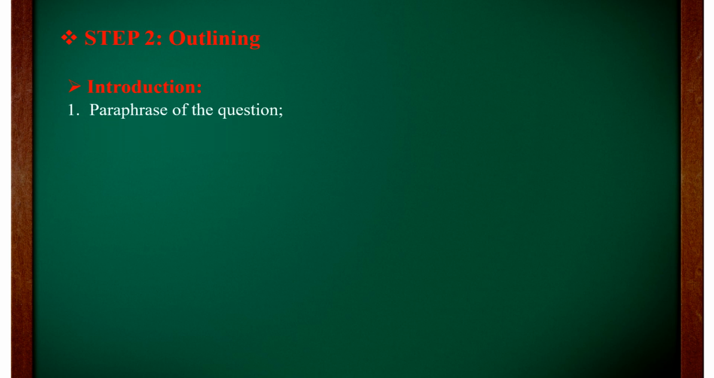Step 2, outlining. There are 3 crucial items here: introduction, idea, and summary. First of all, introduction. In the introduction, you should include 2 things. 1, you should include the paraphrase of the prompt question. 2, you should include your stand after paraphrase that you disagree completely with the statement.